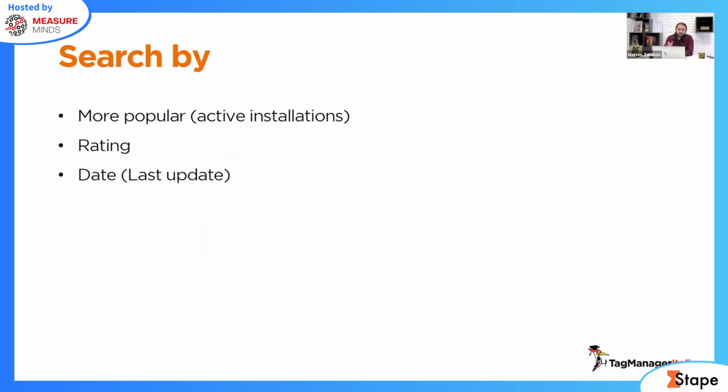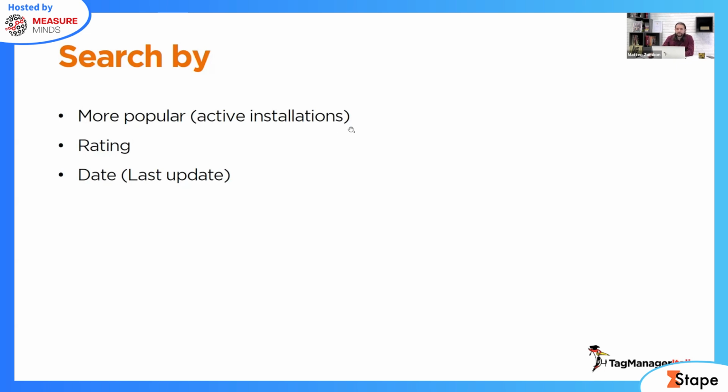So if we have this, we can try to search not just by the name of the tag or the name of the author of the template, but by more popular active installations, by rating, by date, by the last update. I want to see the last updated tag or variable. So it could be really helpful to use the community gallery.